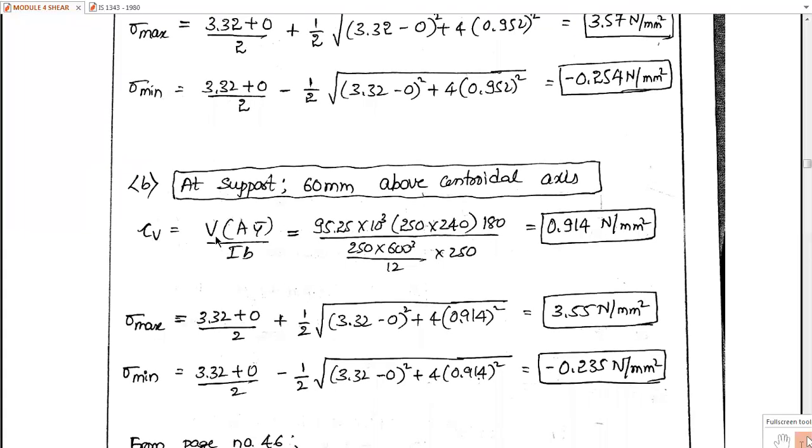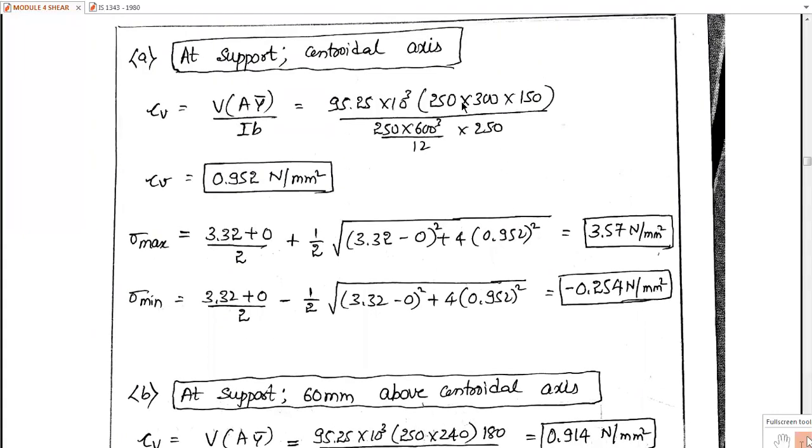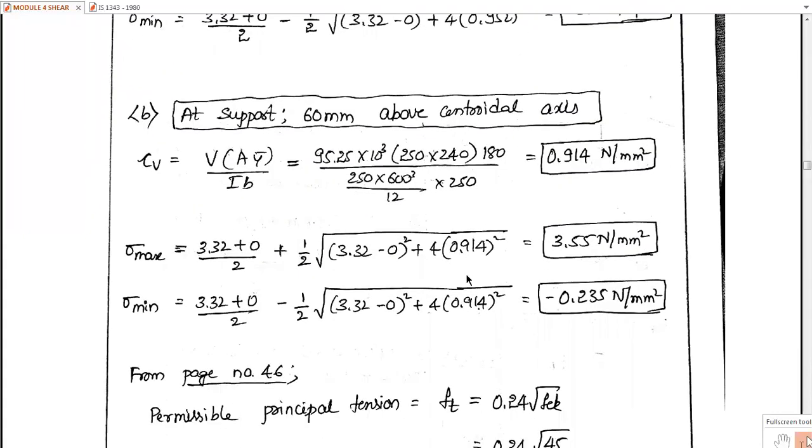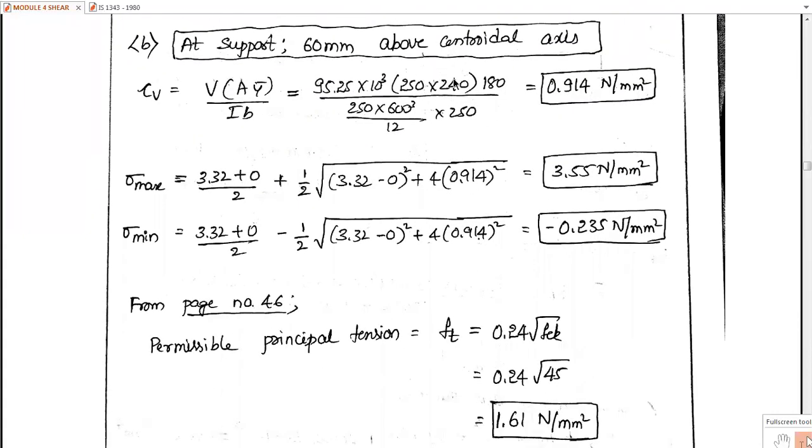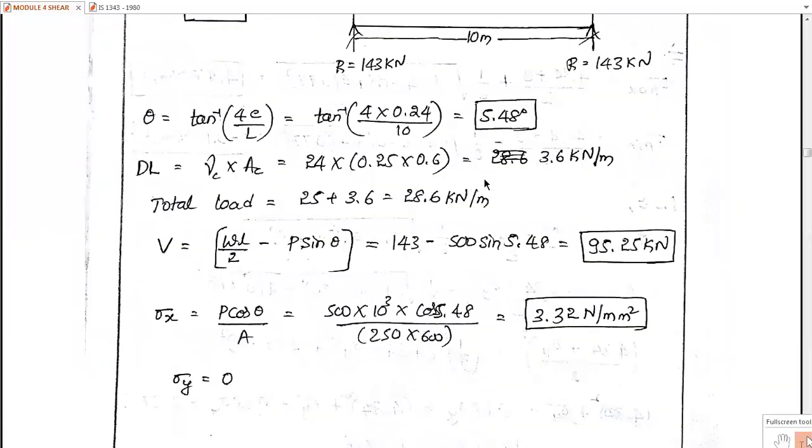So tau is equal to V into A Y bar divided by I into B. V is the shear force, A Y bar is the first moment of area. First moment of area we need to take. Here what were we doing? We did 250 into 300. Here we did 250 into 240. Why? Because we concentrate only on the area 60 mm above.